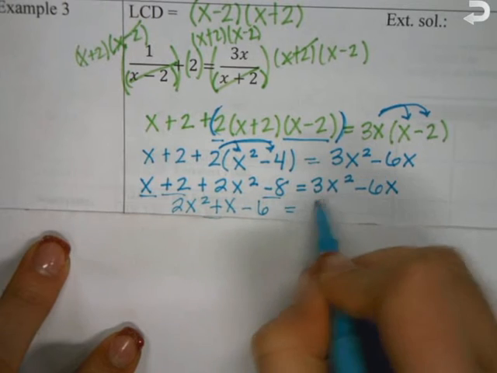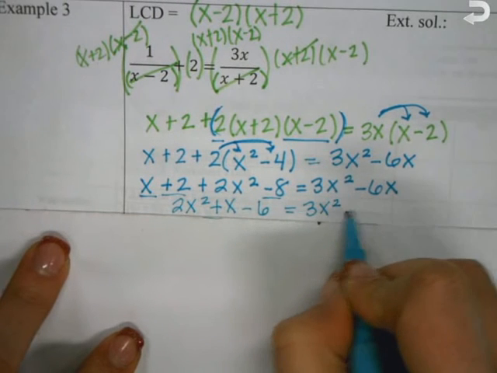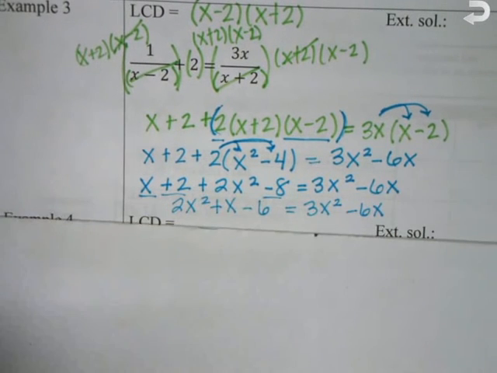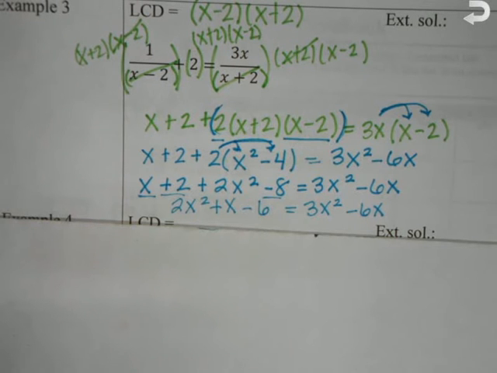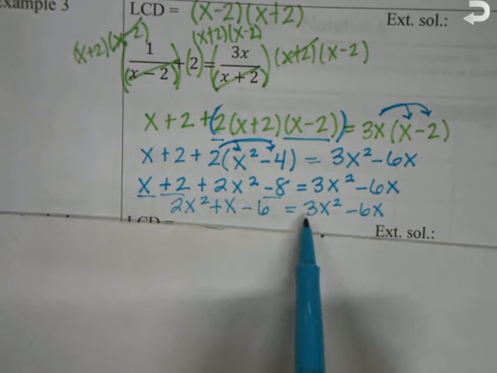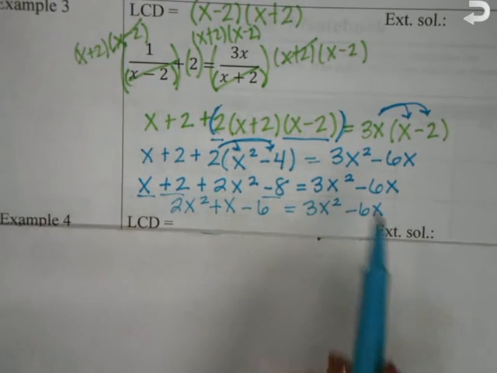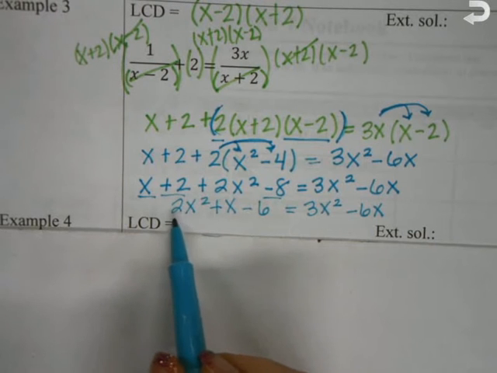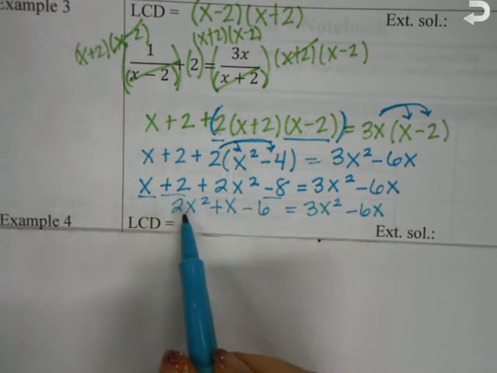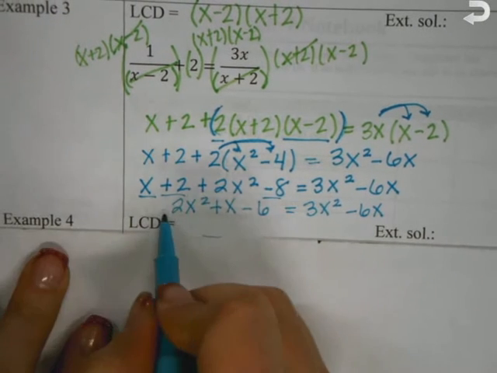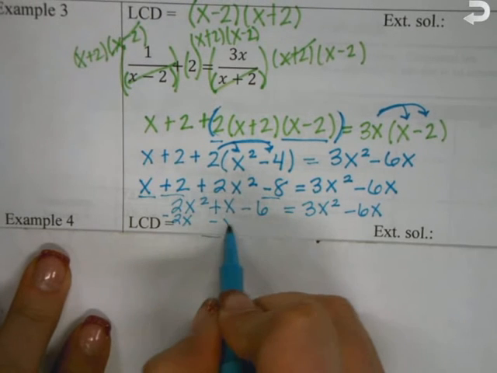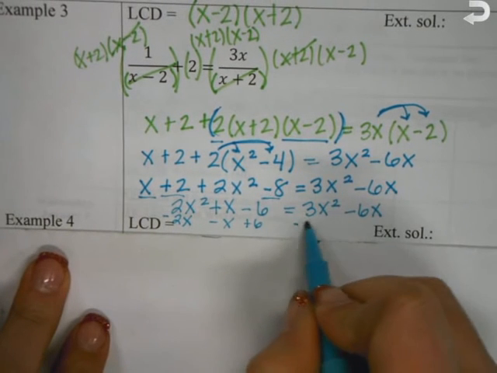And notice that on the right-hand side I have a 3x squared, and on the left-hand side I have my 2x squared. So I'm actually going to subtract all of this stuff and move it so that my x squared stays positive. Okay, so that's going to be minus x plus 6. And I ran out of room. I'm going to go over to the side.